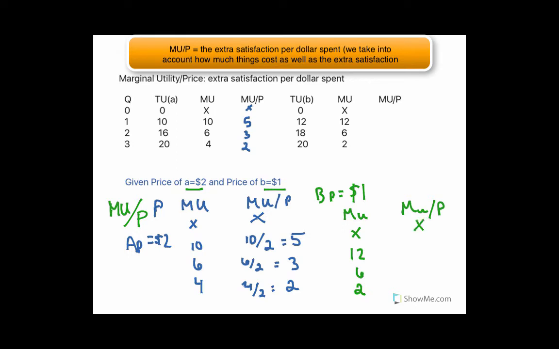For our quantity of 0, again, it's just an x. 12 divided by 1 is 12, 6, and 2. So we can now fill this in. And now we have our complete chart, so now we can move on to examining the consumer choices.